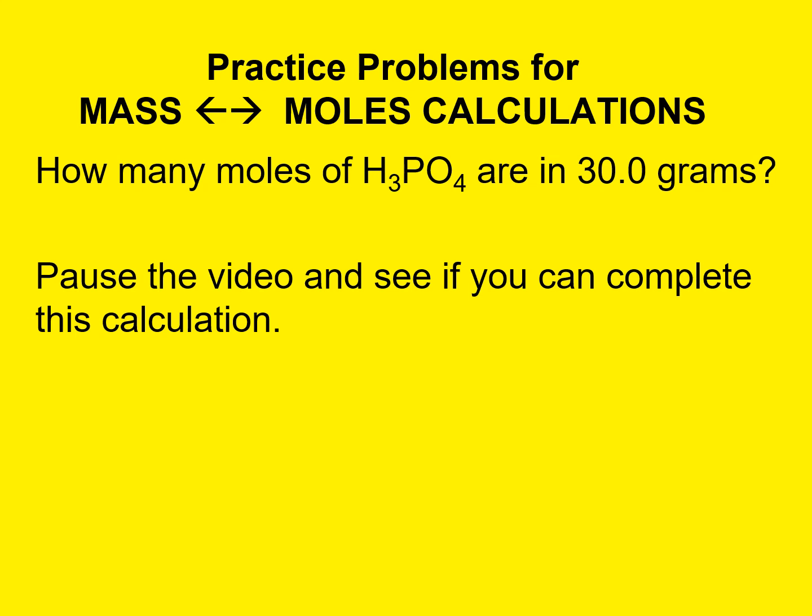Well, that was fun. Let's do another practice problem in the opposite direction. How many moles of phosphoric acid are in 30 grams of phosphoric acid? So phosphoric acid is H3PO4. I've got 30 grams of that, and the question is, how many moles? Why don't you pause the video, see if you can work this out on your own, write down your answer, and then restart the video to see the solution.